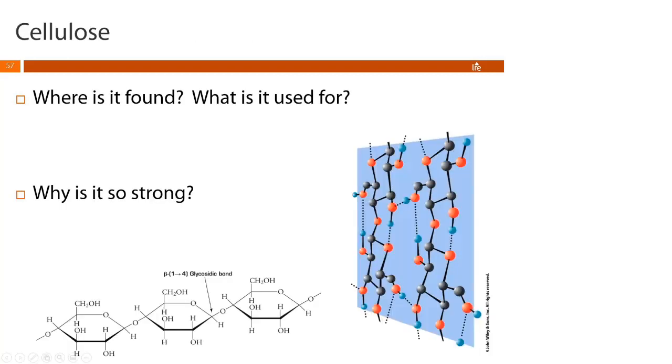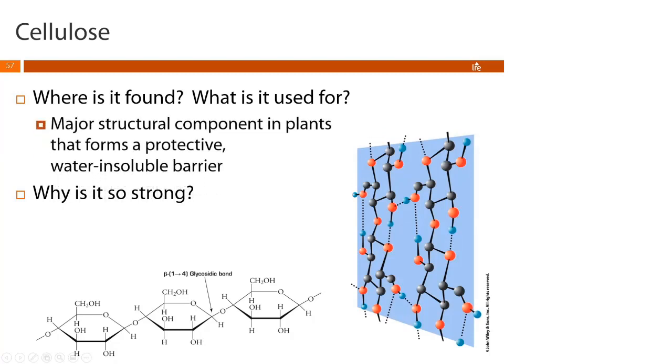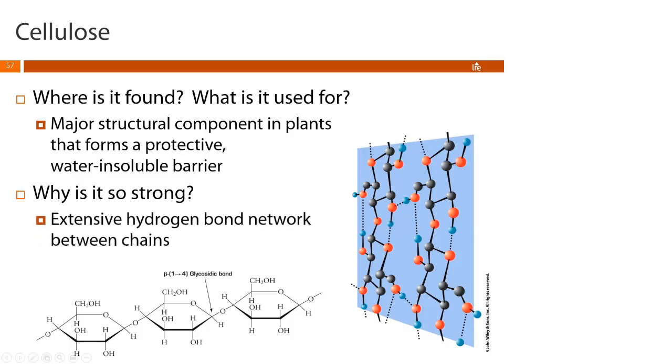So our first polysaccharide we're going to talk about is cellulose. Cellulose is the major structural carbohydrate in plants, and it's going to form this protective water-insoluble barrier. Cellulose is one of the main things responsible for making plant cell walls so strong. And the reason it's so strong is because you form these long cellulose fibrils that connect together via hydrogen bonding. So you have this very extensive hydrogen bond network that you see here to the right. So cellulose forms this very rigid structure that takes a lot of energy to break apart.